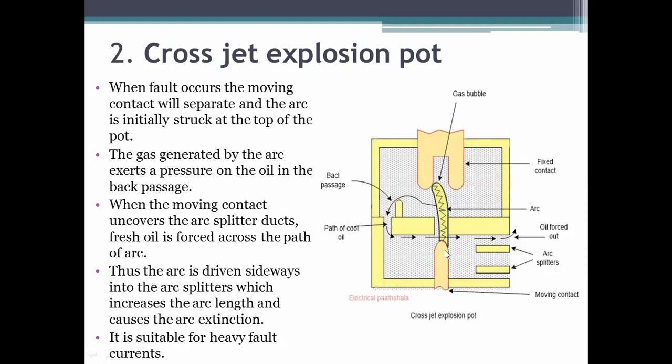So the plain explosion pot is suitable for which type of fault currents? High, low, or medium? Hello. The plain explosion pot was suitable for which type of fault currents? High or low or medium?